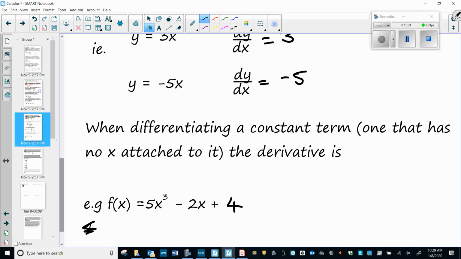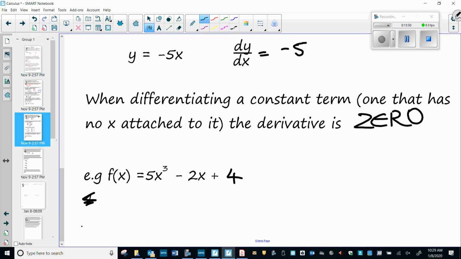Okay, so when differentiating a constant term, the derivative is always 0. We are differentiating with respect to the x value. So if there is no x attached to it, it means the value is 0. So if I were to differentiate this function here, firstly I need to spot that it says f(x) this time. So how do I show that I'm differentiating? f'(x).